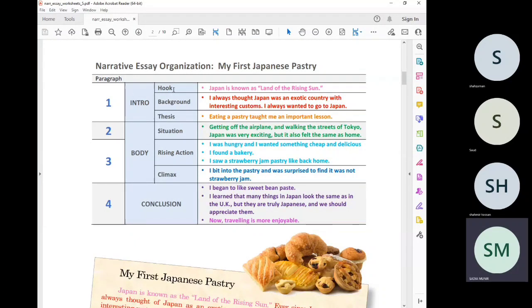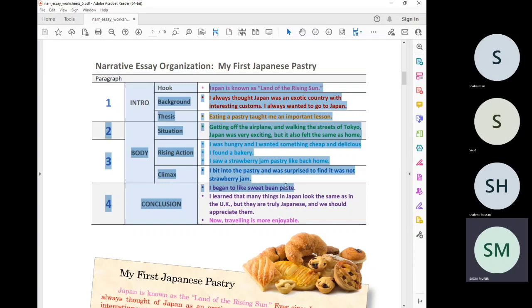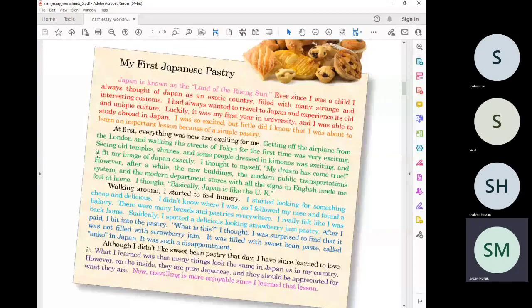Now, they have given an outline of a narrative essay. Now, they have written the narrative essay full fledged. Let's read it together. Japan is known as the land of the rising sun.